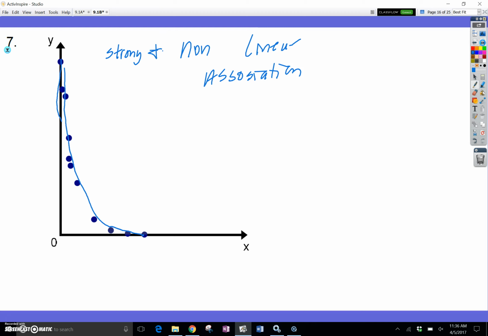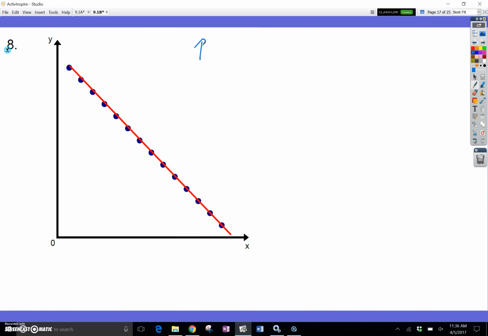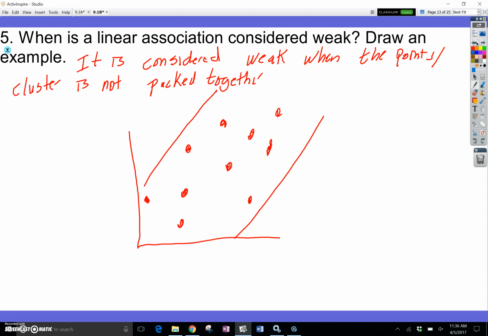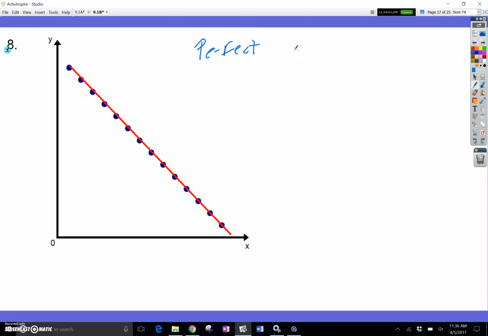Strong and nonlinear. Now looking at this one, if I drew my line, it would hit every single one of those. This one would be a perfect, see exactly the word they want us to use. That would be considered a perfect linear association. You can see the line hits every single one of those points.